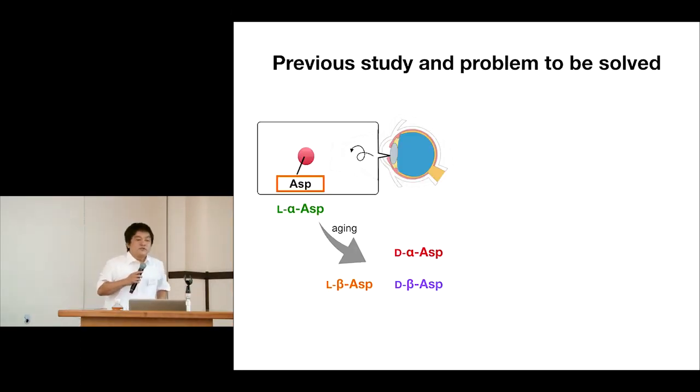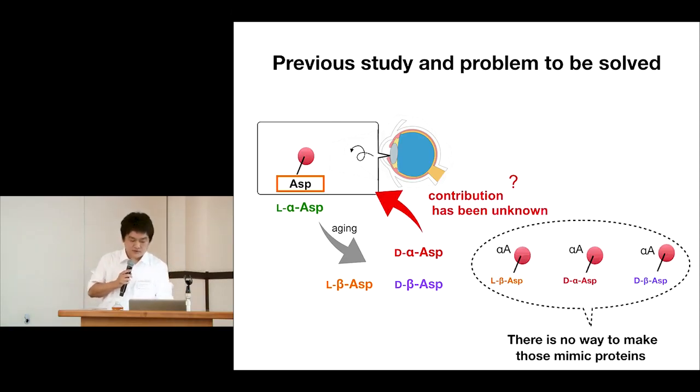They have the age dependence. So until recently, we got the method to detect the D-aspartate in aged tissue, like this one. In the lens of the eye, one of the aspartates is changing from the L-alpha aspartate to the abnormal aspartate.